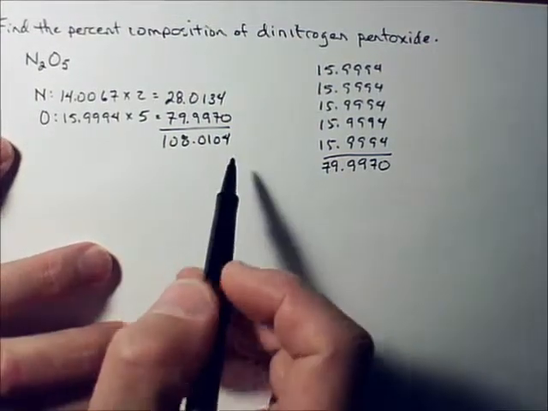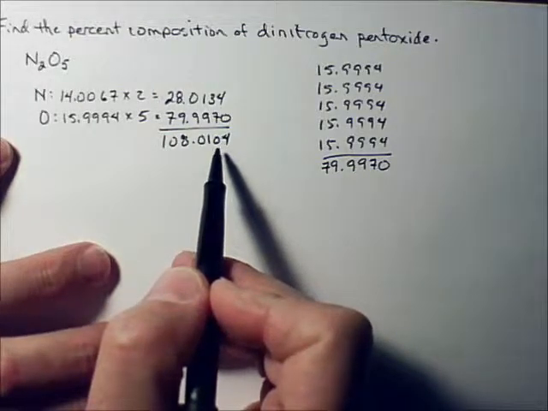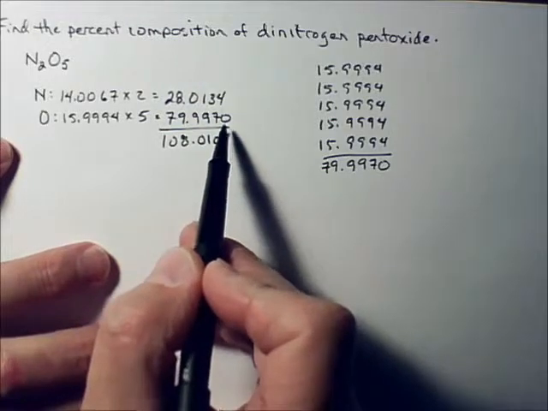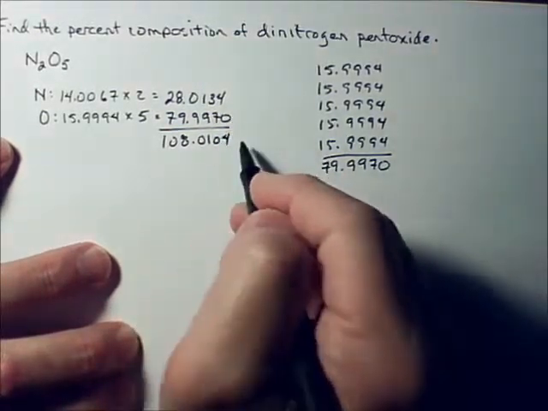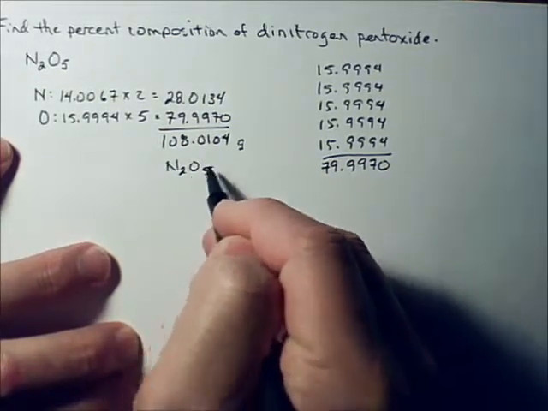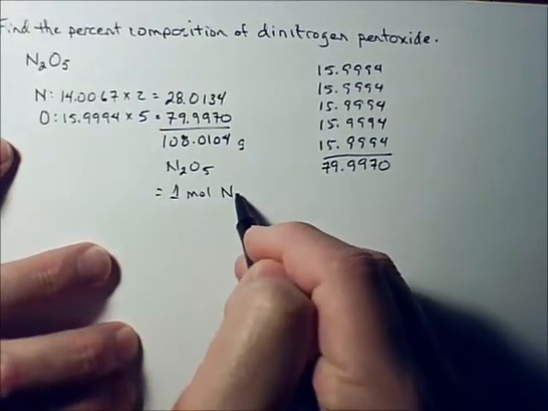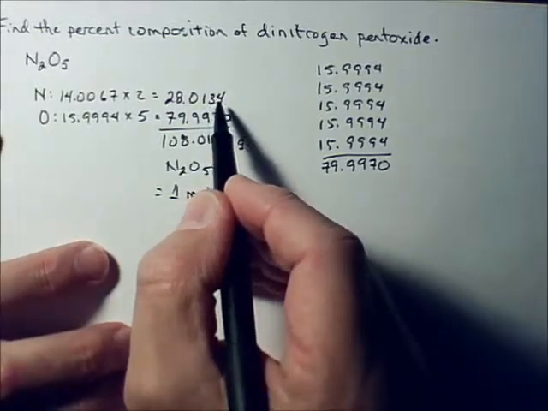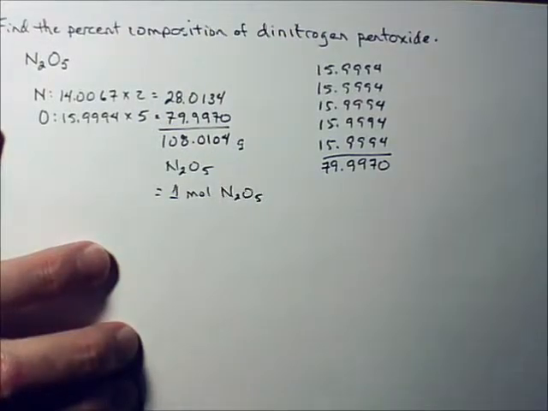All right, so this, and you have the practice test, right? Okay. So this 0 here is significant, and we don't round off that 4. And that's grams of N2O5, and that's equal to 1 mole of N2O5. This number here, then, when we're calculating molar mass, you don't do anything else with this.